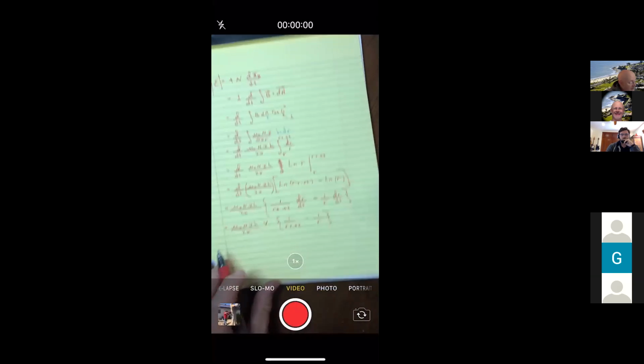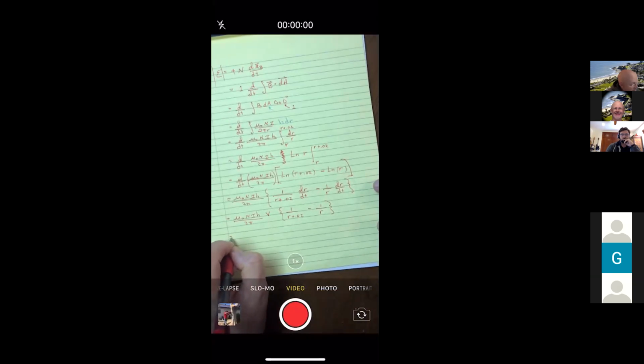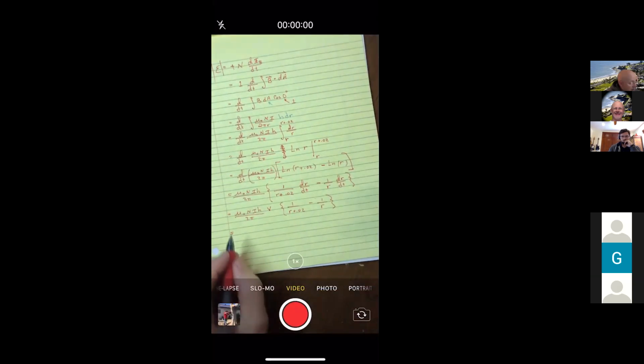And so that would be my v. All right, so now I think I'm ready to plug and chug into here. So permeability of free space is 2 pi times 10 to the negative 7. And by the way, there's a 2 pi down here, so I'll save some keystrokes and cancel that.